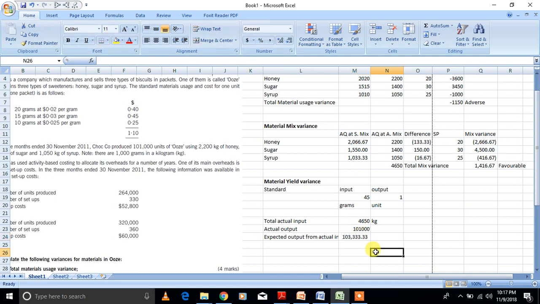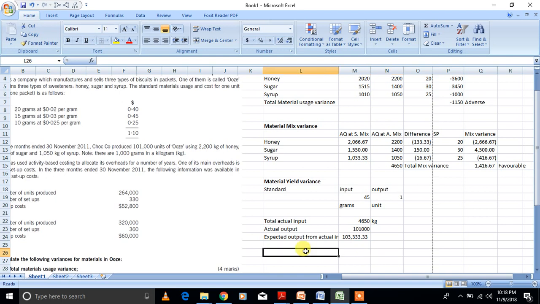So 103,333 units could have been expected. In other words, the input you have given is sufficient to make 103,333 units, but you have given only 101,000 units as the output. So effectively the difference, that is 2,333 units of input, has been wasted in the process. Let me say again, 2,333 units of material input has been wasted in the process.